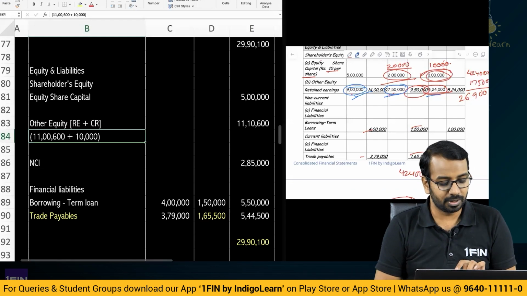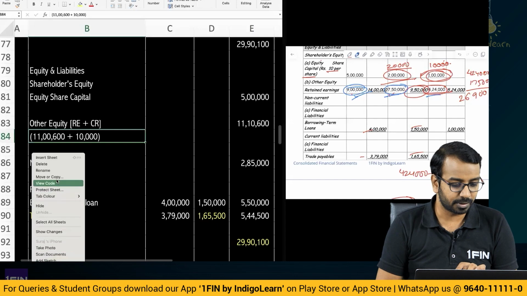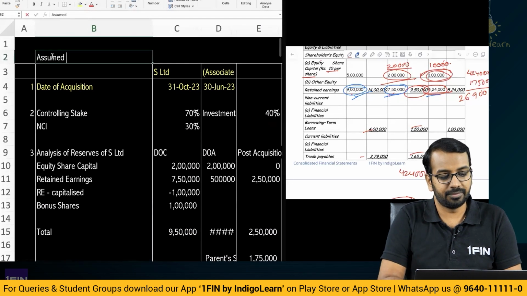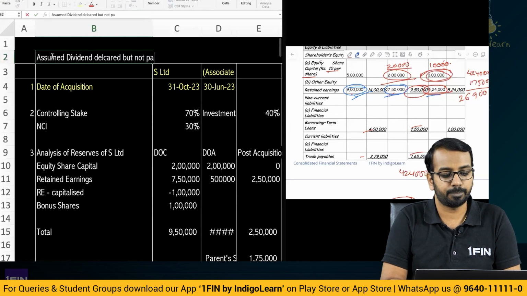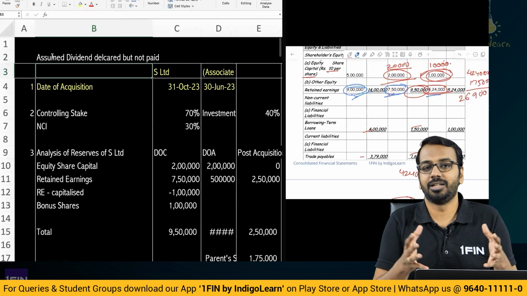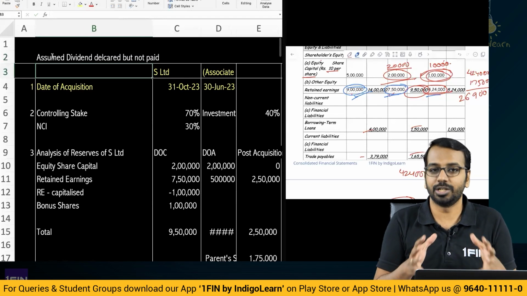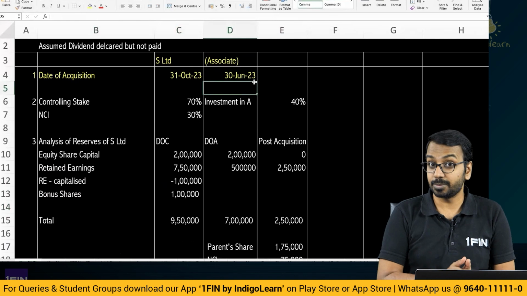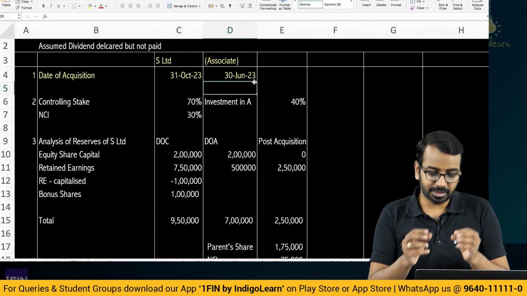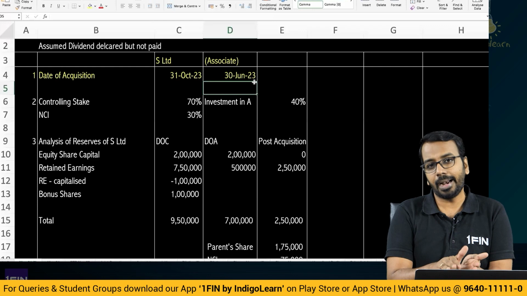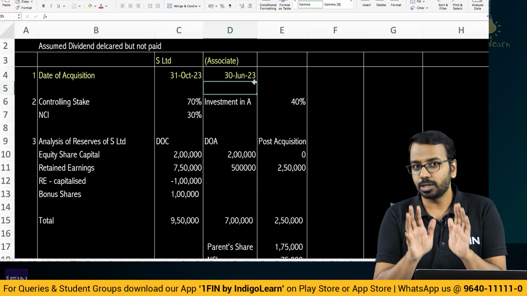So what we'll do is, I'll just make a copy of this. Now here we'll assume that dividend is declared but not paid. Now in that case, how will the overall calculation change? That is what we are looking at. When we move to the second assumption, that dividend has been declared but has not been paid, it means it has been approved in the current year, which we can think of as an interim dividend, and it has been paid subsequently. Okay, that is the assumption.